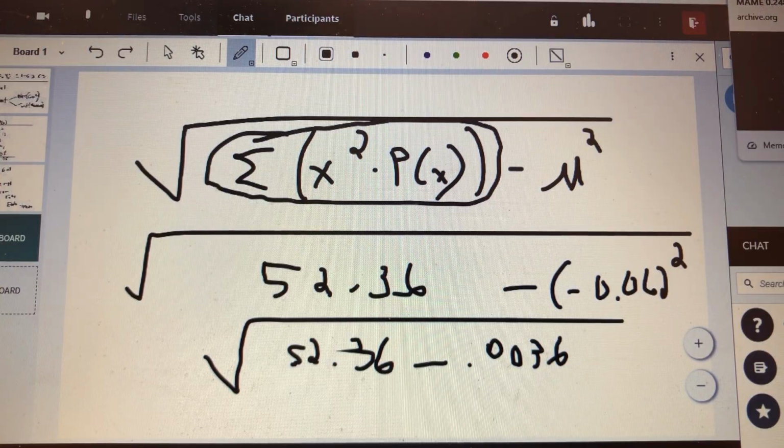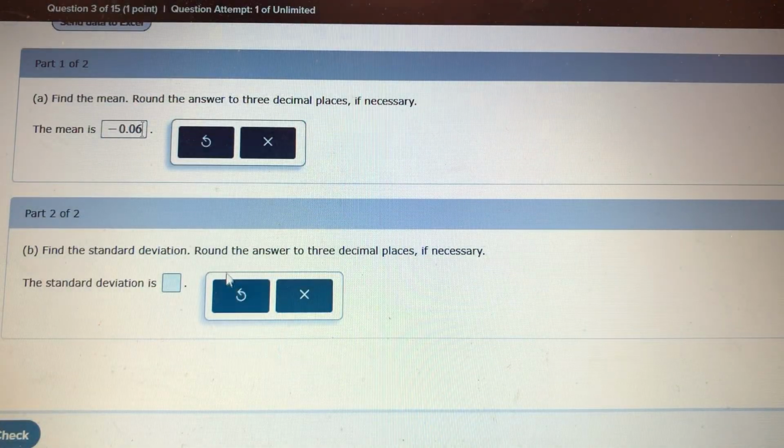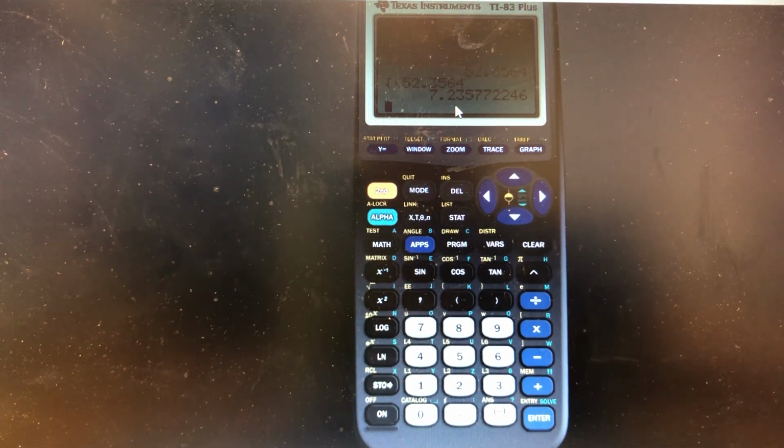So 52.36 minus 0.0036, and then you square root this. In fact, this would be the variance. Sometimes they ask for that too. But if I square root 52.3564, the standard deviation should be, let's see how far they want it rounded. It's usually a long, messy decimal, so round the answer to 3 decimal places. 7.236. You got to bump this 5 up to a 6 because there's a 7 after it. 7.236.